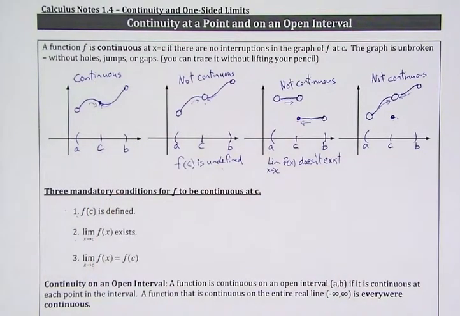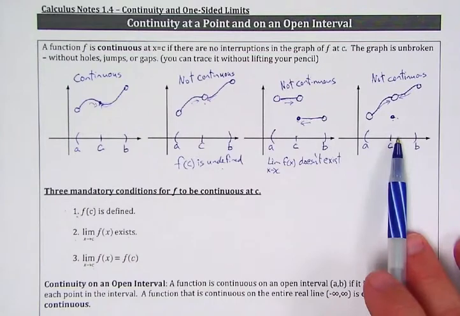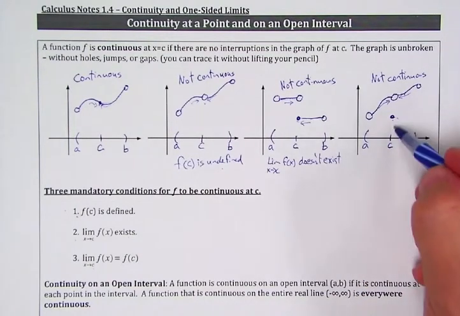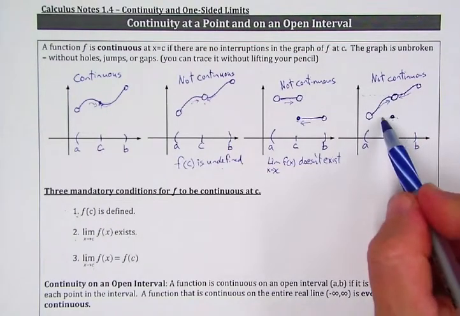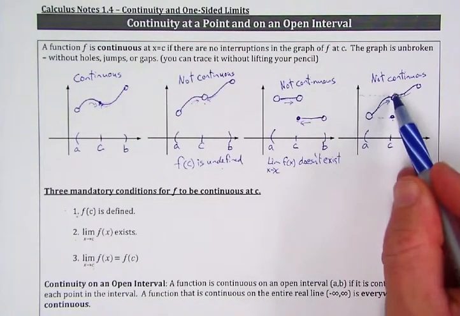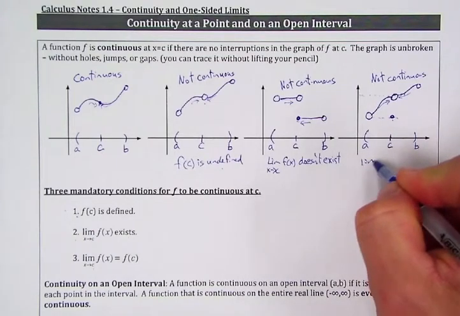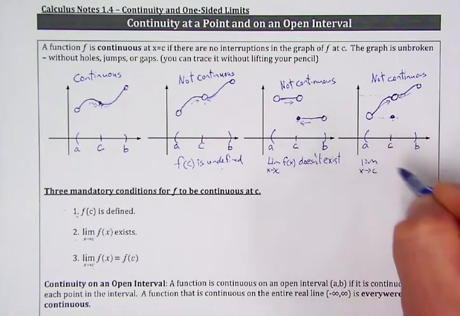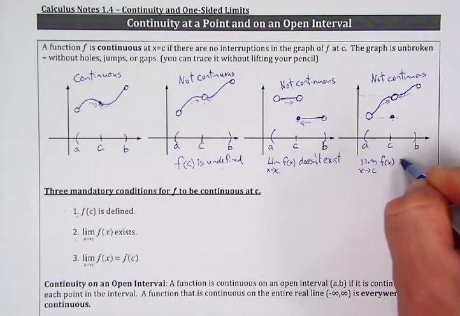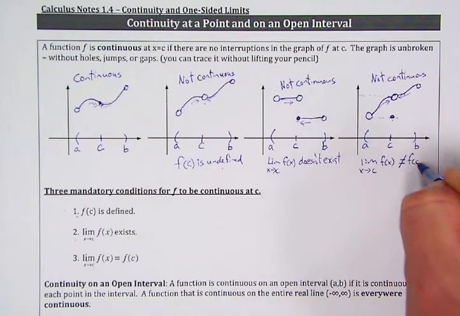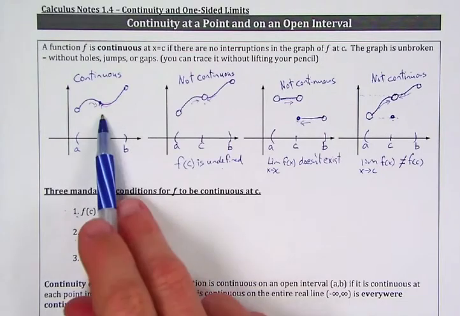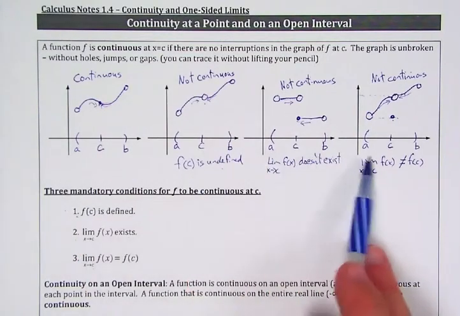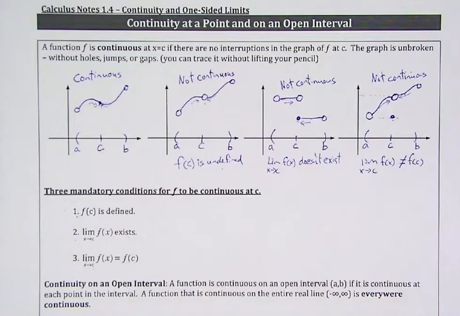making this continuous. If we check this last one right here, if I look at my limit, I would get this value, which is not the same as f of c, therefore it doesn't work. So the limit as x approaches c of f of x is not f of c, therefore this is not continuous. Again, it has to have all three of these for it to be continuous. If it fails any one of them, then it's not going to be continuous.